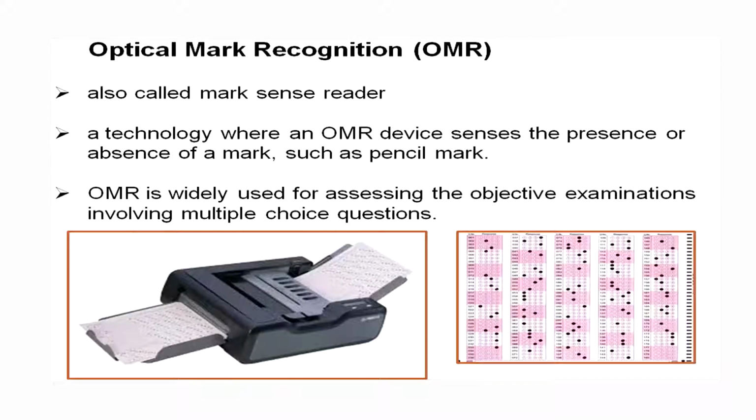Next input device that we will be covering is the optical mark recognition. Again, this is a mark sense reader, and this technology is used for evaluating all the multiple choice questions examinations. This technology helps to sense the presence or absence of a mark such as a pencil mark, as it is shown in this slide also. An OMR sheet is shown, and the OMR machine is sensing this sheet to verify how many answers are correct, how many answers are wrong. So, this is very useful for assessing the objective examinations involving multiple choice questions.